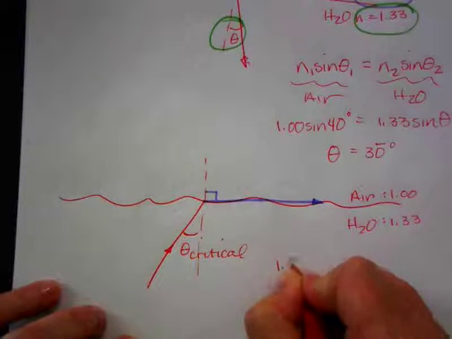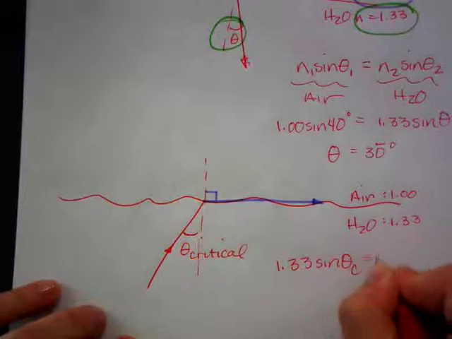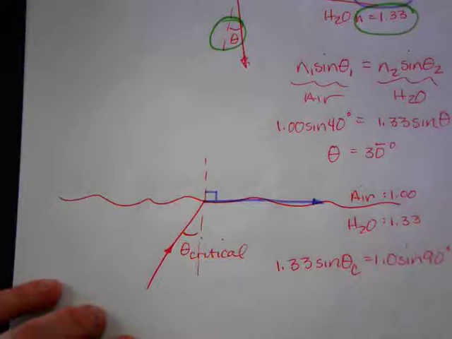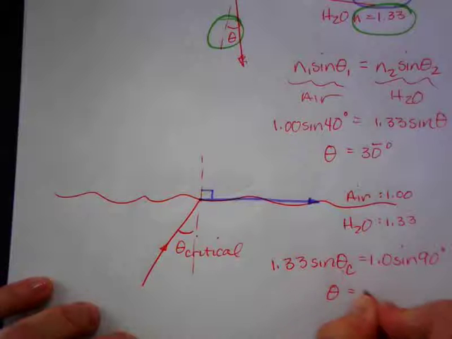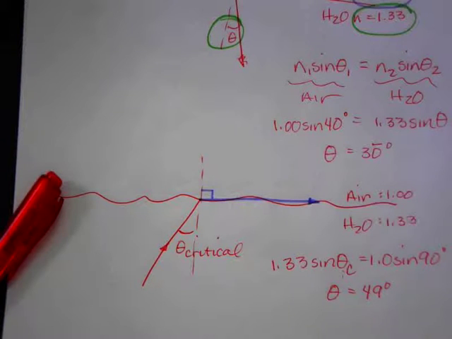Could you solve this? Yeah, because it's sine cubed, essentially. What does sine 90 equal? 1. So solve for theta critical. Answer is about 49 degrees.